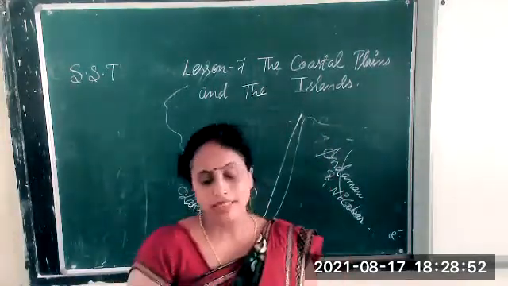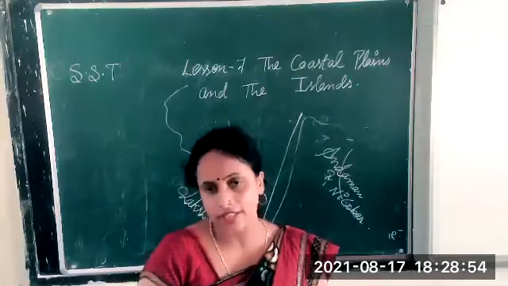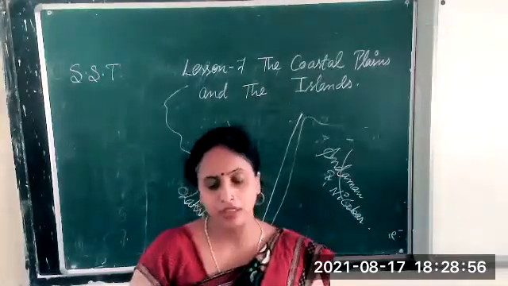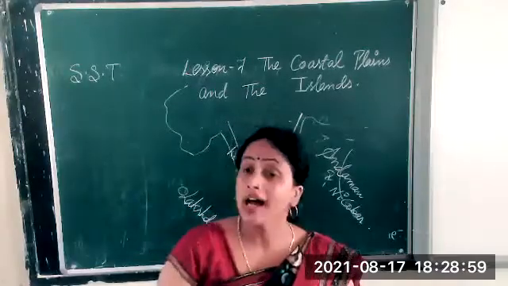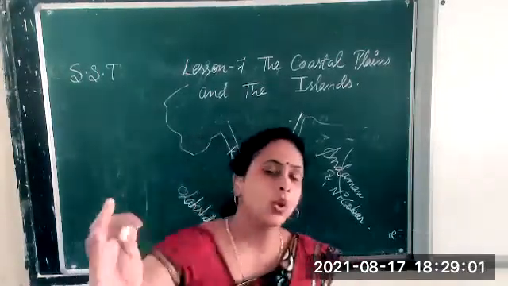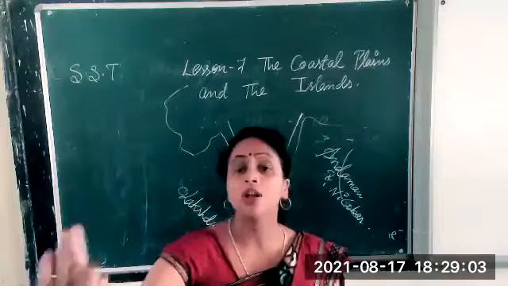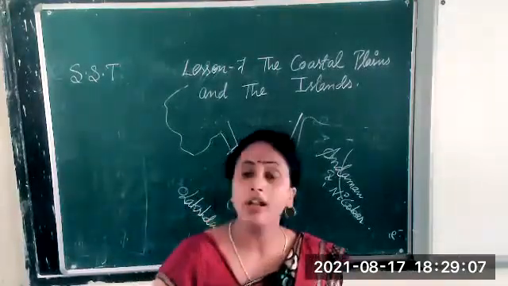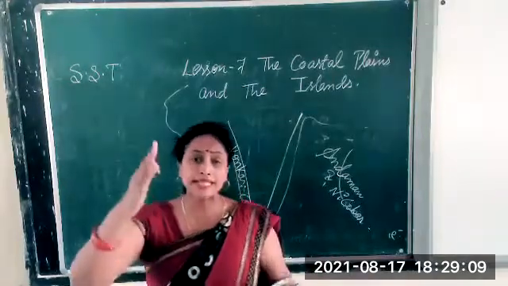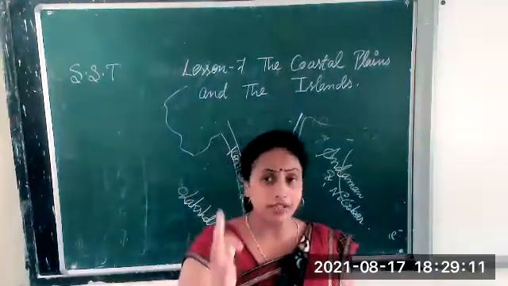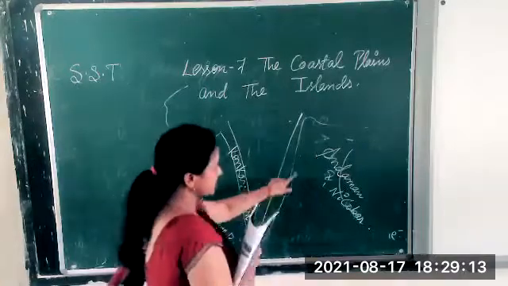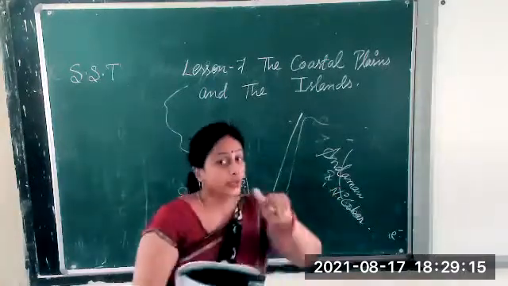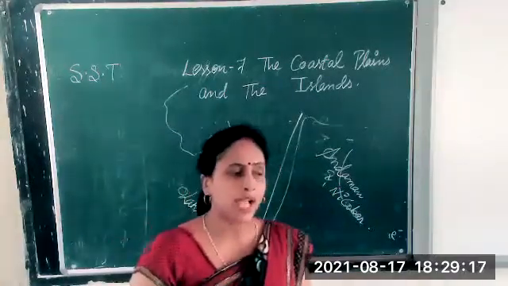Okay. So these are the two groups of islands which are there. Now, island means the land which is surrounded by water from all sides. The land which is surrounded by water from all sides is called an island. Now, we will discuss the first island, Andaman and Nicobar Islands. See in your book, all of you see the map.